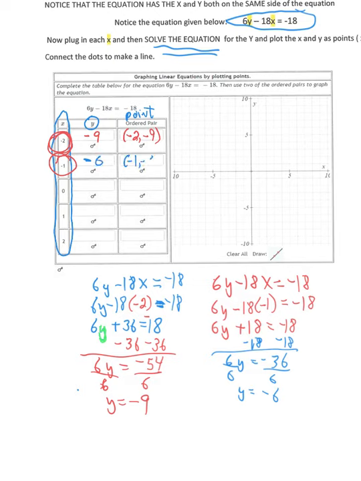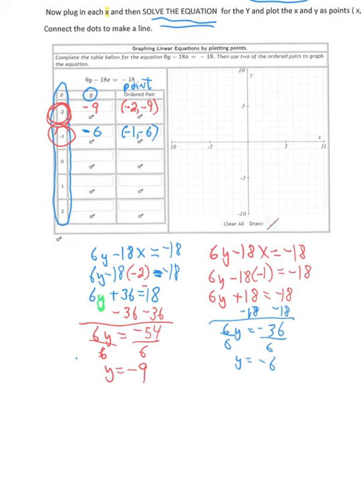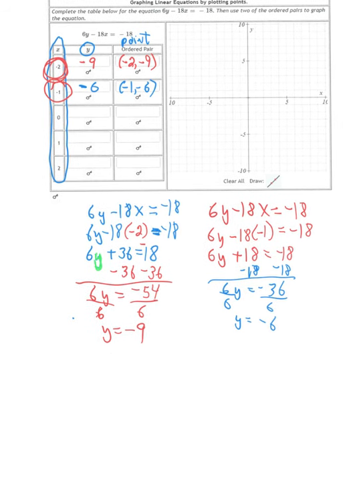And we do 0. I like 0 because 0 makes things easy, and then we'll plot. And I'll give you the rest of them. So I start with 6y minus 18x again equals negative 18.